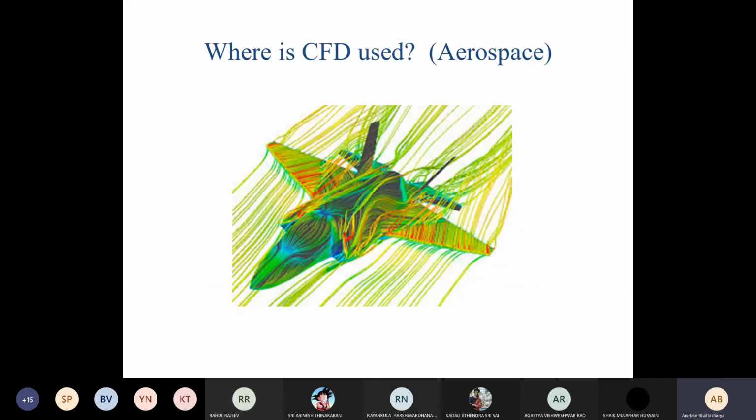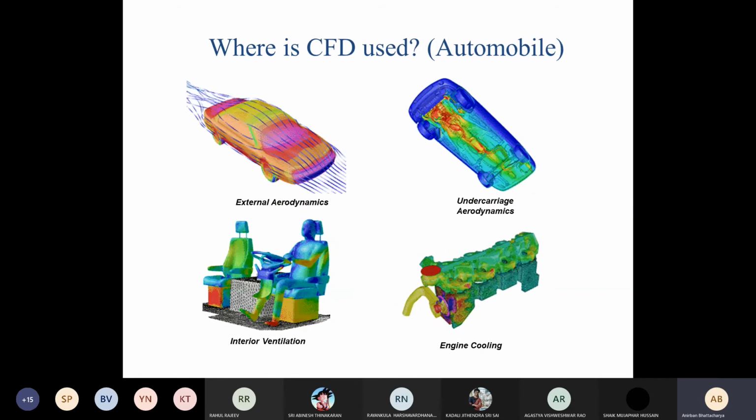CFD is very important. Then automobiles. So all the automobile companies have large CFD teams. Then there are different CFD teams among those. So some teams may be working on external aerodynamics, like we were saying, calculation of lift, drag. Undercarriage aerodynamics, because it helps us to understand what will be the downforce. Sometimes by modifying the undercarriage, we can generate a lot of downforce. So the car almost sticks to the road. Then interior ventilation, like the air conditioning and ventilation, whether the air circulation in the interior is optimum or not.